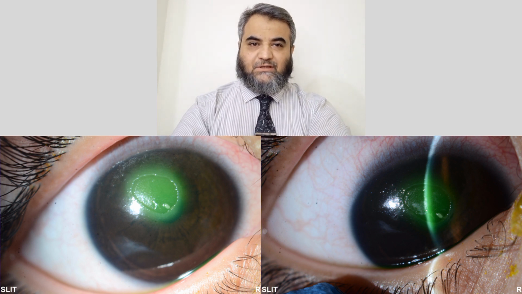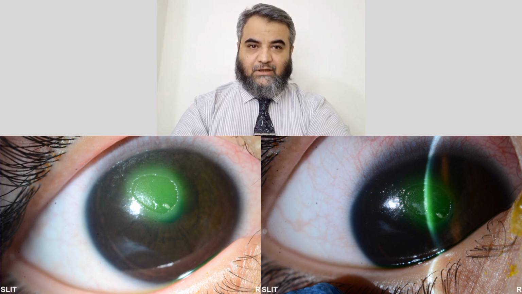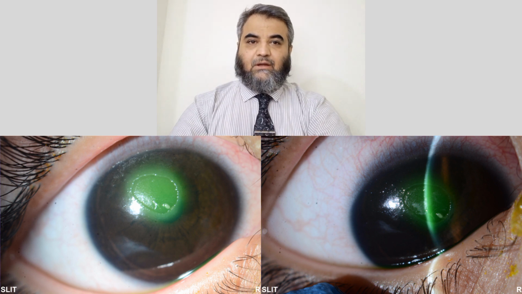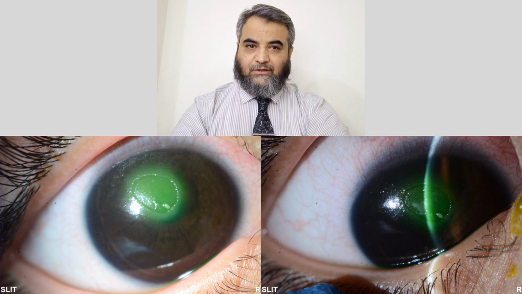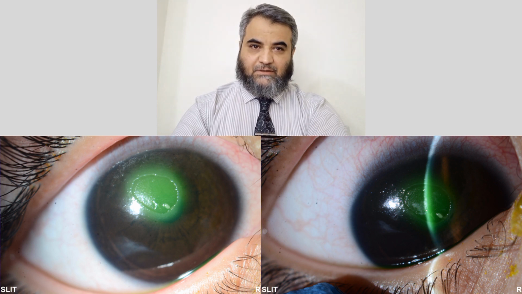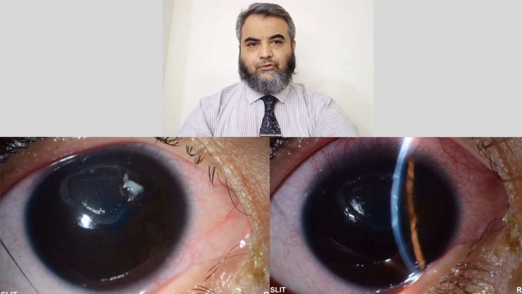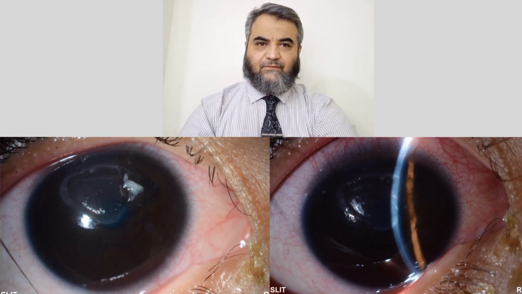After 2 weeks, this is the condition. In spite of doing culture and sensitivity, giving full lubricants, eye drops, antibiotic eye drops, bandage contact lens, all these things done, it is not healing. And in spite of applying the amniotic membrane transplant, this is the condition after 2 weeks. This is the latest photograph of the ulcer of this patient.